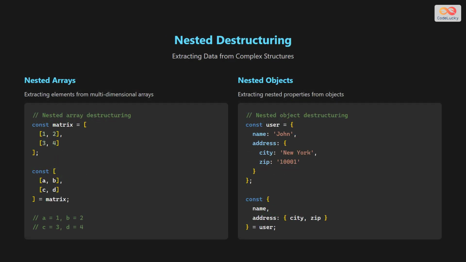Nested destructuring allows you to extract data from complex structures like multi-dimensional arrays and nested objects. This simplifies accessing nested properties within these data structures. For example, in the nested array example, we are accessing individual elements within the nested arrays. Similarly, in the nested object example, we are extracting both the name and the nested city and zip properties. These examples highlight the convenience of nested destructuring for simplifying data access.